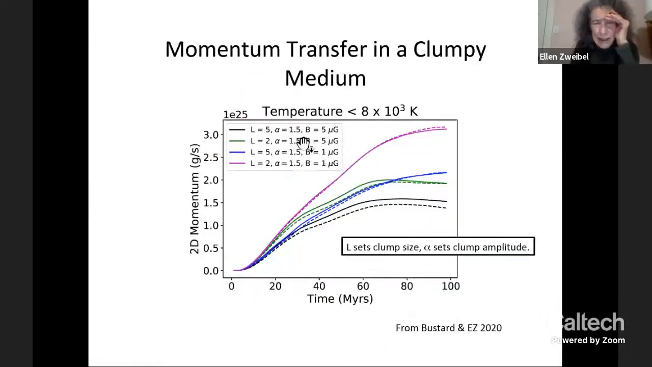Still get momentum transfer. You can see that the greatest momentum transfer comes with the weaker magnetic field. These are just parameters of the clump size and the clump amplitude.